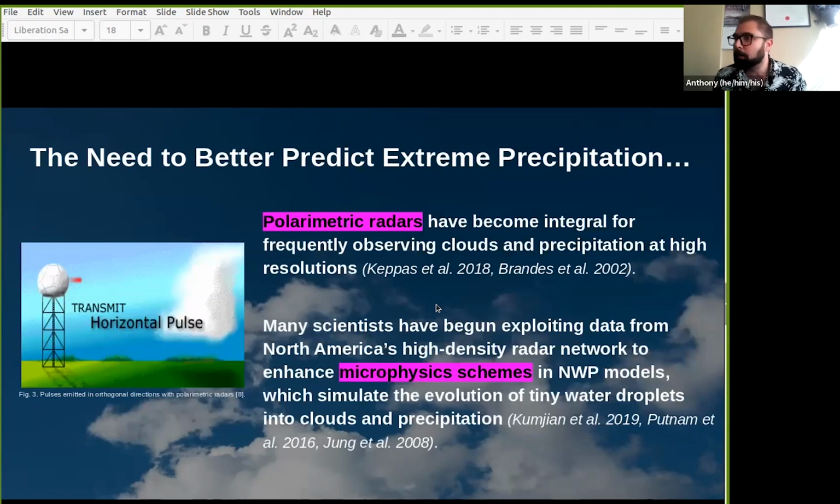Polarimetric radars have become integral for frequently observing clouds and precipitation at high resolutions. Many scientists have begun exploiting data from North America's high-density radar network to enhance microphysics schemes in NWP models, and these simulate the evolution of tiny water droplets into clouds and precipitation.